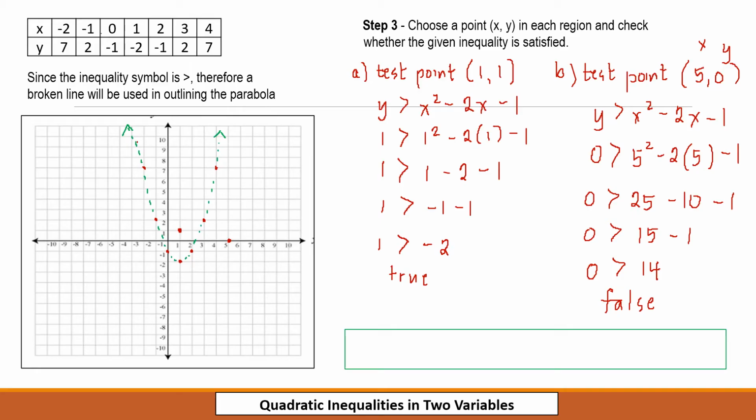So since the test point inside the parabola made a true statement, it only means that the region that satisfies the given inequality is inside the parabola. So what we're going to do is we will shade the entire region inside the parabola. Okay, let's shade this region inside the parabola.